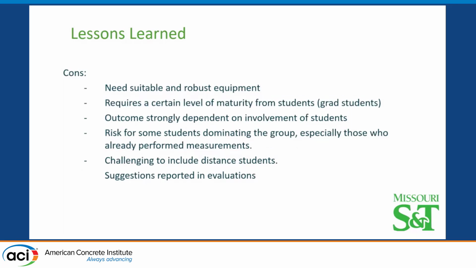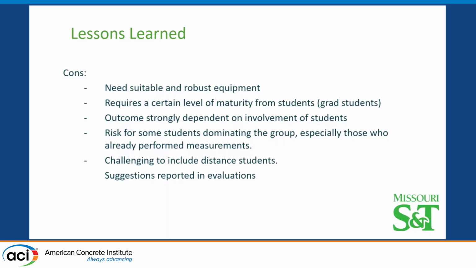Now, some cons. You need the equipment, right? If you don't have the equipment, that gets a little more tricky, right? Students need to have a certain level of maturity, and that's why it's grad students, because with undergrads, one, the topic wouldn't work, but it becomes a lot more difficult, I think, to motivate them. Now they had this automatic motivation. Even some of my students were studying the rheology of black sticky stuff, and didn't want to know about concrete, but learned about everything and took some things away from their own research as well. The outcome is strongly dependent on how much the students are involved. So again, we got on the better side.